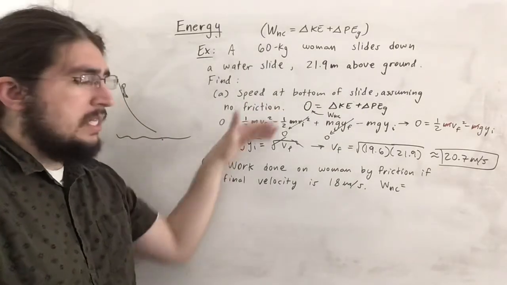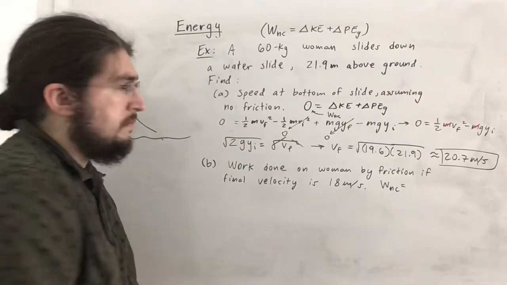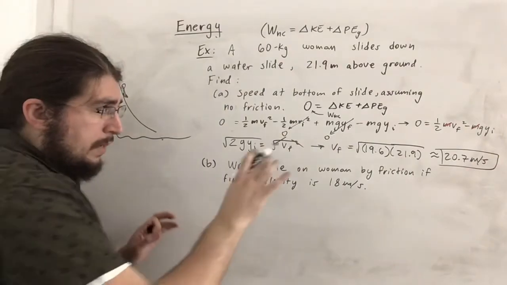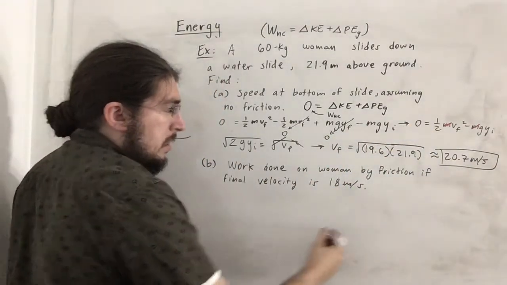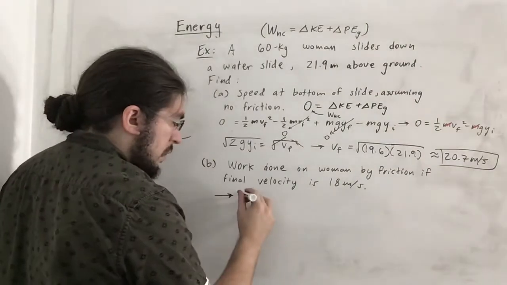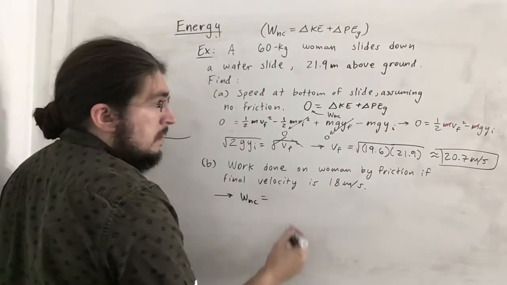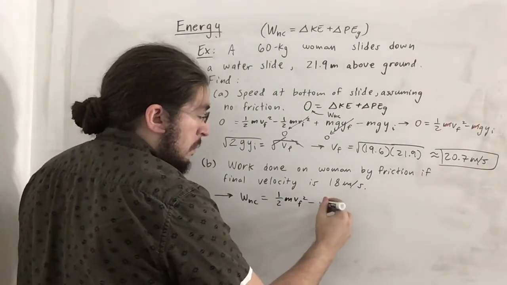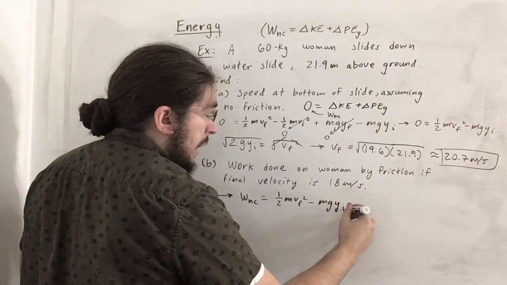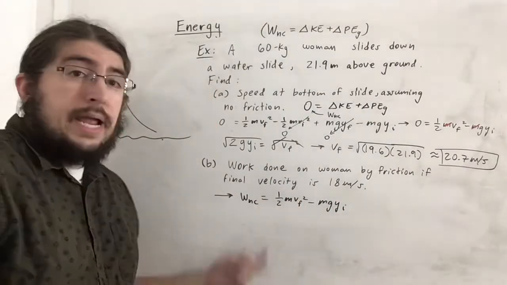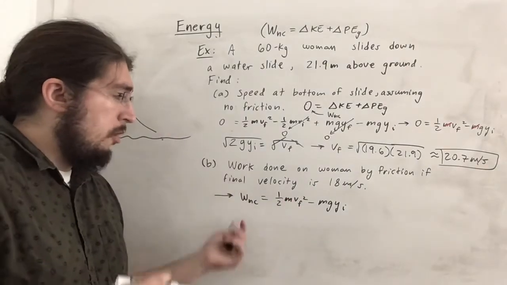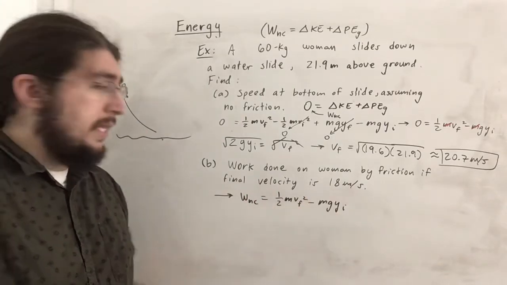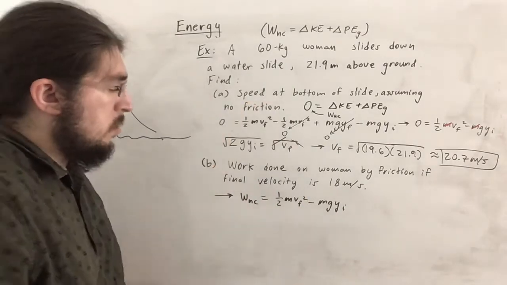In other words, her initial velocity is still 0, her final height is still 0. So in fact, really we get this same equation we had here, only we can't divide through by m yet because instead of 0, we'll have W_nc. So this equation boils down to W_nc equals 1/2 m v_f squared minus m g y_i. And again, we can't divide through by mass and just ignore it because we have this quantity now. But now we know what v_f is. In this case, v_f is given to be 18, and y_i, of course, is 21.9.